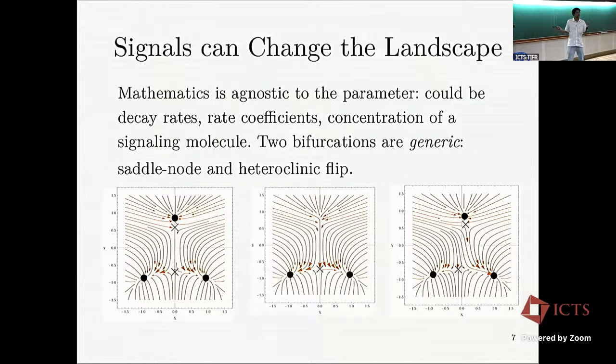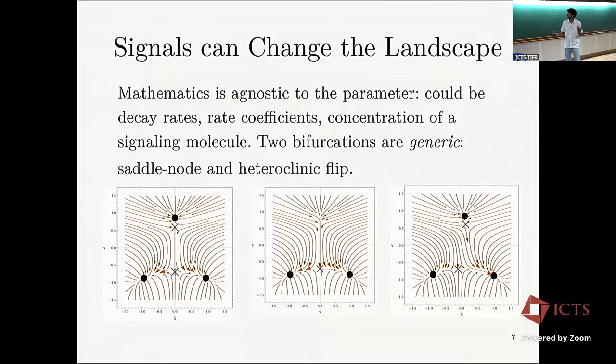Okay, so it turns out that as you change the landscape, there are two bifurcations that are generic. One is the saddle node bifurcation, which means you have a saddle point and a stable fixed point, and they, for example, annihilate each other. The other is what's called the heteroclinic flip, which may be a little less familiar.